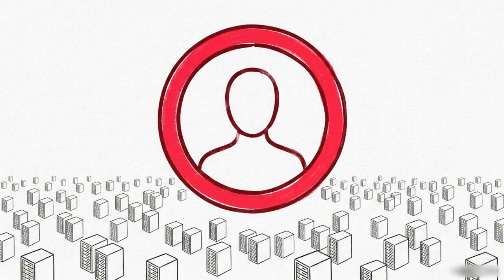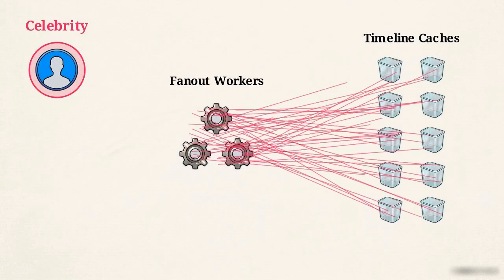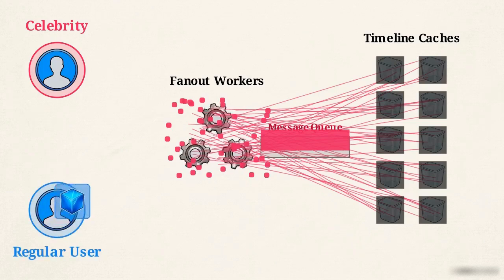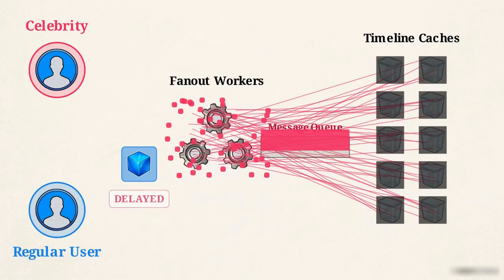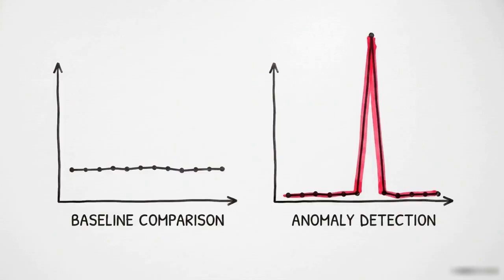Take a high-reach account, like Elon Musk. When a user with over 100 million followers clicks publish, under a pure fan-out on write model, the system attempts to execute the exact same workflow. This triggers massive write amplification. A single post forces fan-out workers into 100 million simultaneous cache inserts. Message queues back up, the write tier saturates, and regular posts are delayed. Engineers call this bottleneck the celebrity problem, where pure push architectures physically break down. Tying your system's write amplification strictly to a user's follower count is an unsustainable architectural choice.